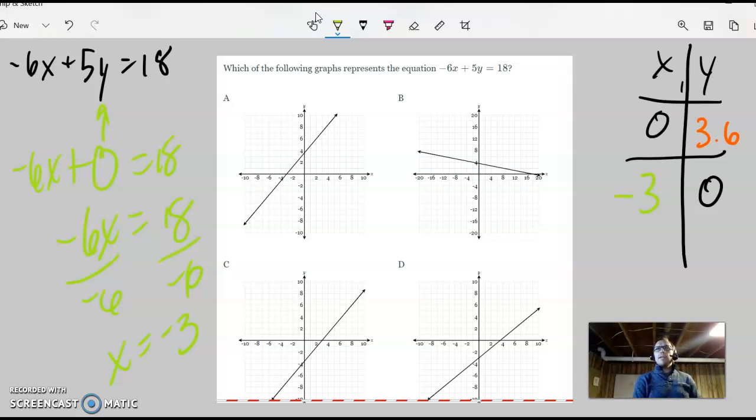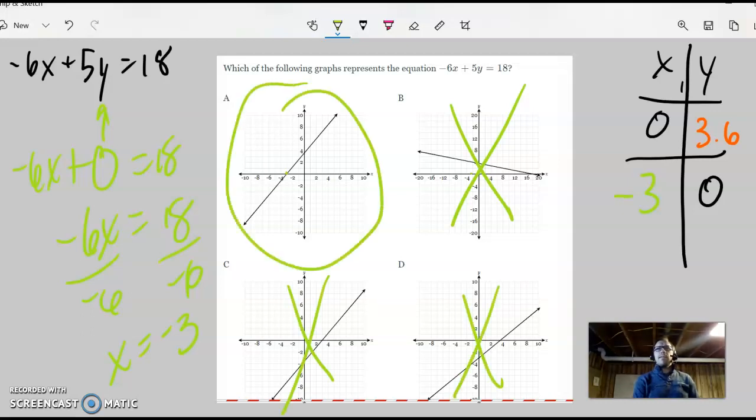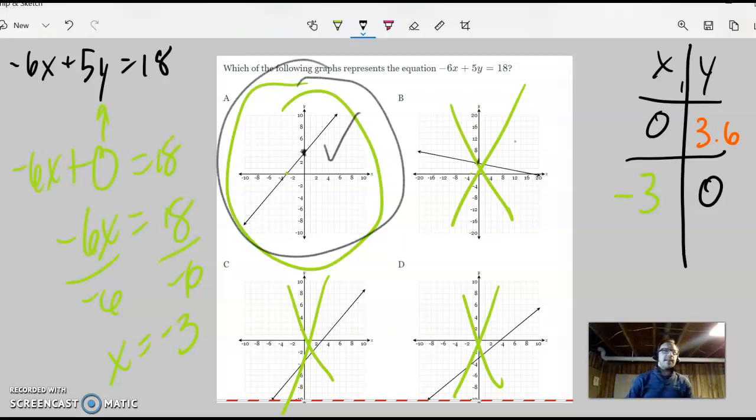So let's see, -3, 0, that one works. -3, 0 would be right there, so that one doesn't work. That one doesn't work. That one doesn't work. So by order of elimination, I already found that this is the correct one, but we could just double check and say, okay, how about 0, 3.6? 0, 3.6. Oh, yep, that one works again. That one works for that. Nope, nope. And so process of elimination, we figure out it is A.